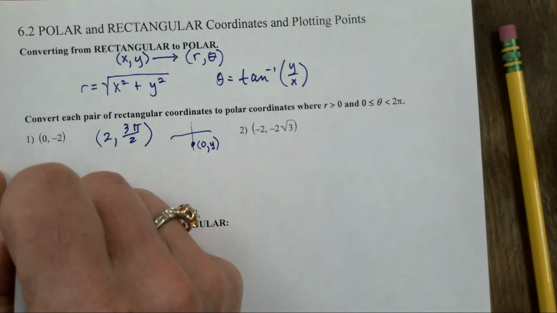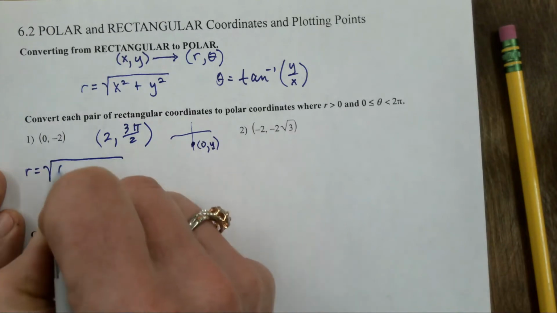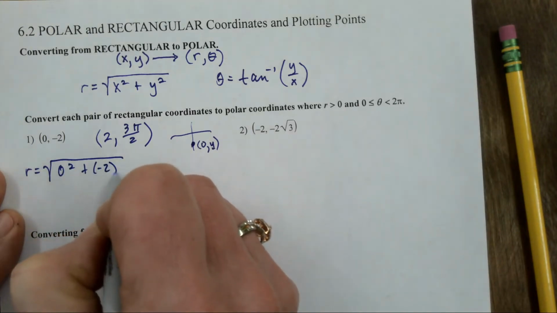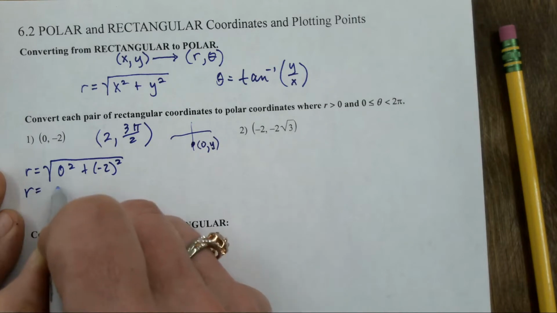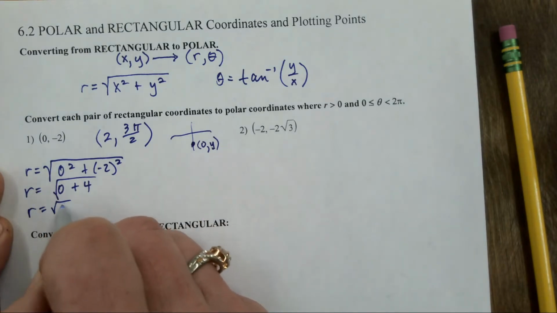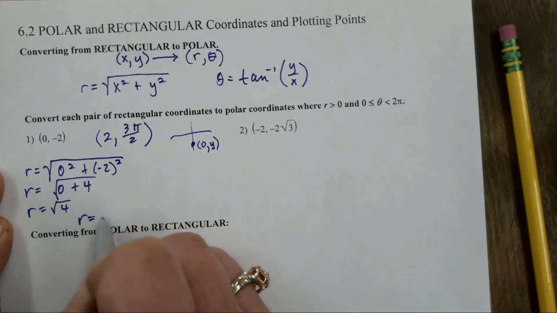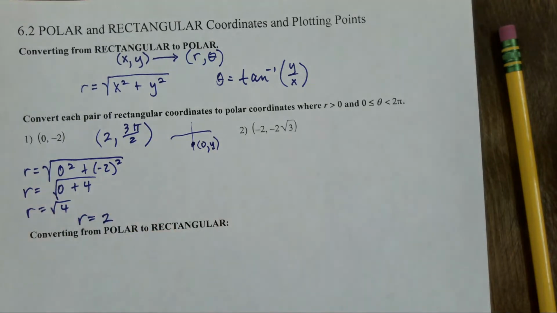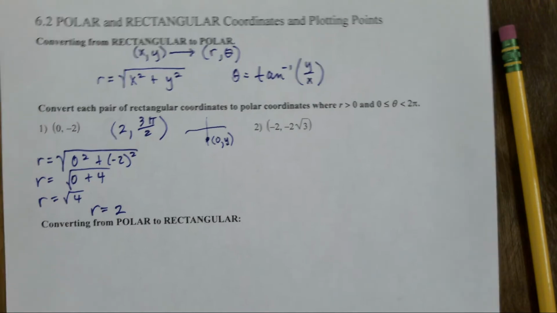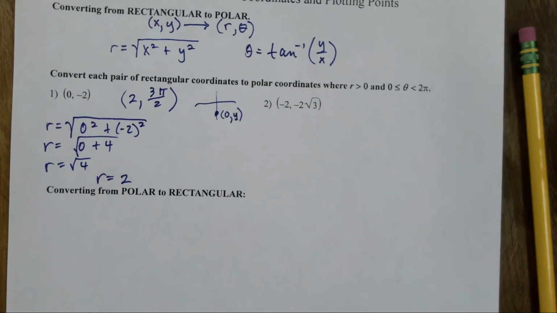So r would be the square root of 0 squared plus -2 squared. So r is 0 plus 4, square root of that. So r is the square root of 4. Remember, yesterday we said that we are going to restrict it to only the positive answers. I'm going to talk to you today about what if we have a negative radius, because you can have a negative radius. But that was us doing the math for that.